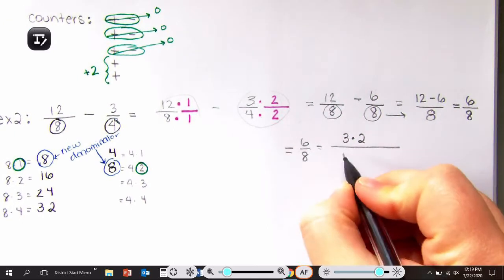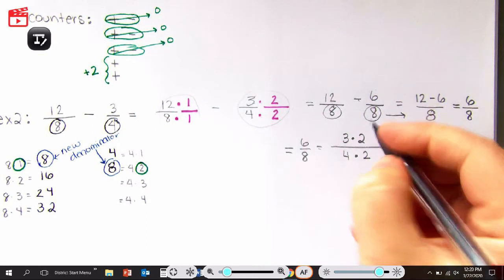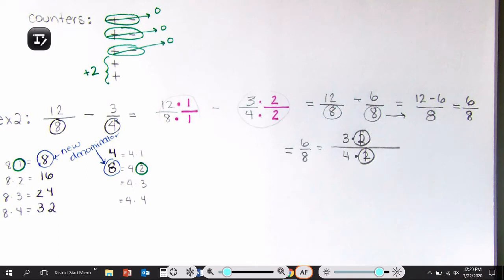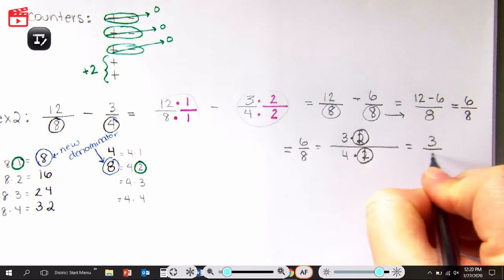So 8 is 4 times 2. Again, we're going to undo, we're going to divide. I see a 2 on top, I see a 2 on the bottom. That divides out to 1. So what do I have? I have 3 left on top, and I have 4 left on the bottom.